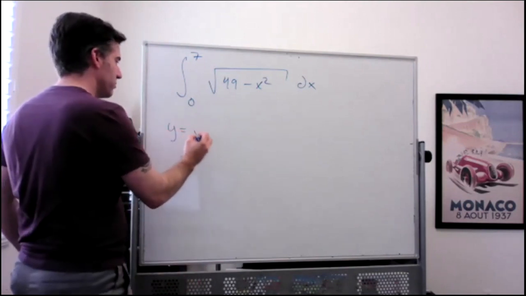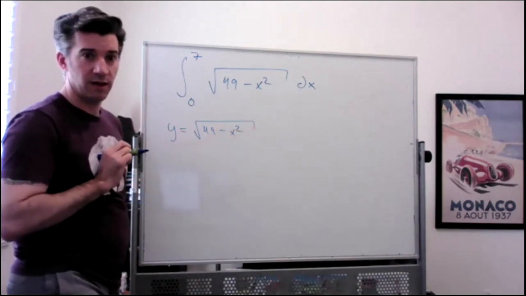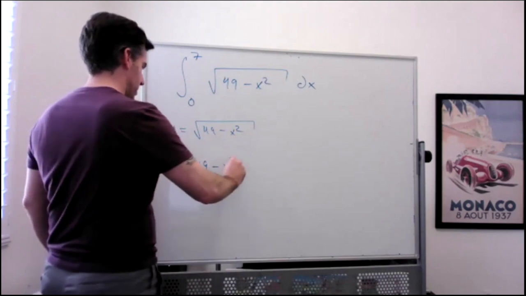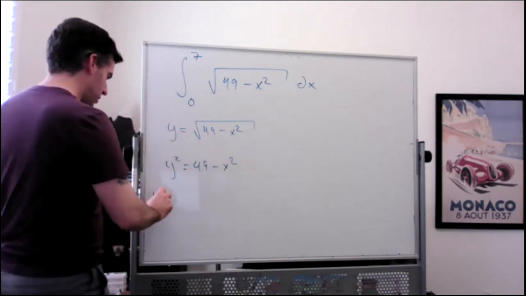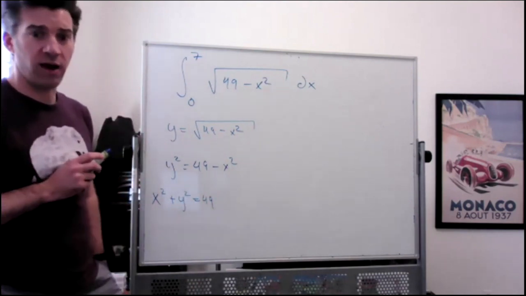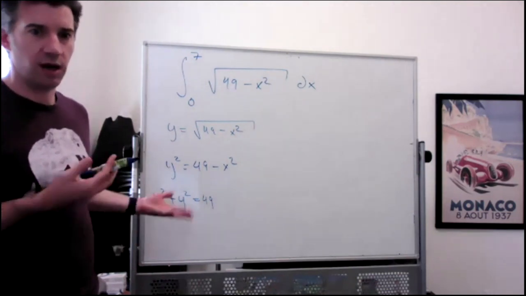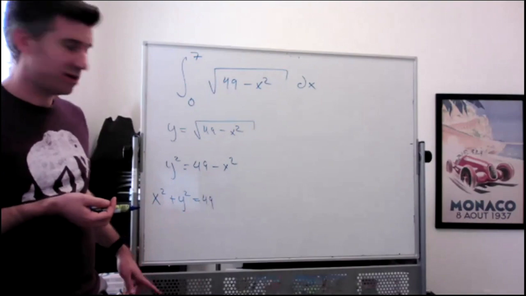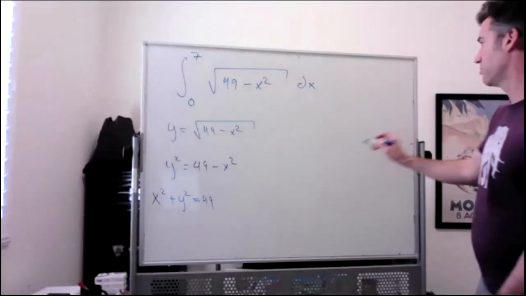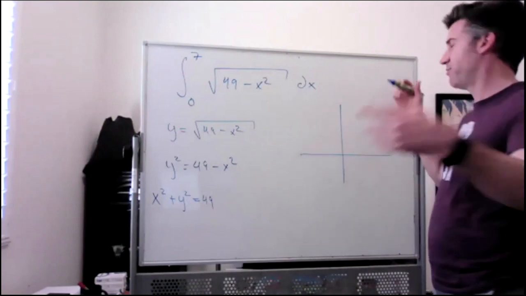This equation might not look super familiar written like this, but if I square both sides, and I add x squared over to the left, x squared plus y squared equals 49 has a pretty well-known graph. What kind of graph is that? Yeah, it's a circle. And the center is the origin, and the radius is what? And the radius is? Yeah, 7.